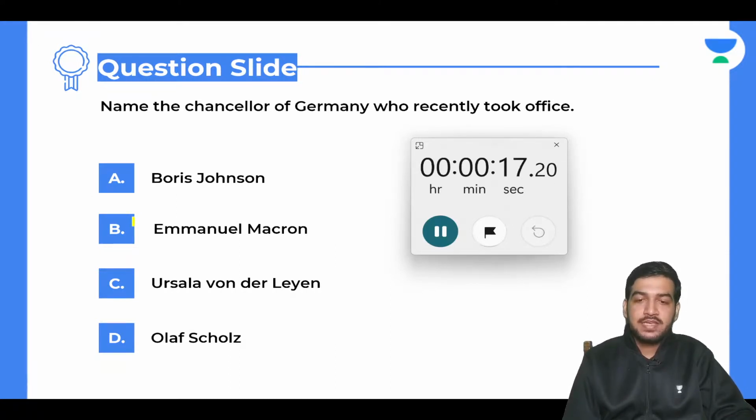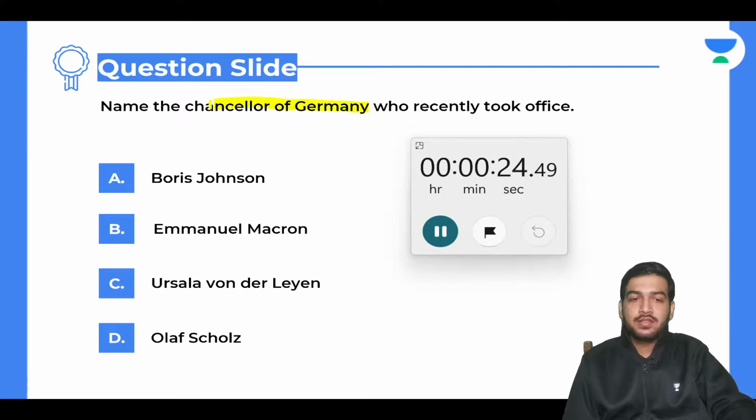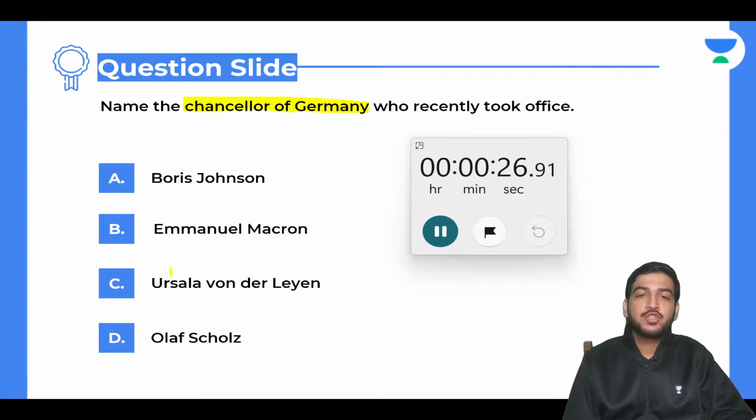Who recently took office as the Chancellor of Germany? The party that they belong from is Social Democrats. Angela Merkel stepped down after 16 years as the Chancellor of Germany, and the new one is from a coalition government headed by Social Democrats. So who is that person? Is it A. Boris Johnson, B. Emmanuel Macron, C. Ursula von der Leyen, or D. Olaf Scholz?